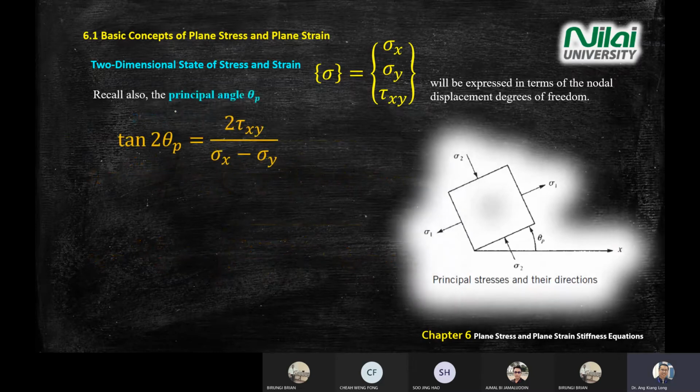And then how do you find the angle? This one also you need to recall from what you learned in your statics and dynamics class. To find the principal angle, you take tan 2 theta equal to 2 shear xy divided by stress x minus stress y. Right? This is also a common equation we use to find the principal angle when we have the stresses x, y and shear xy.